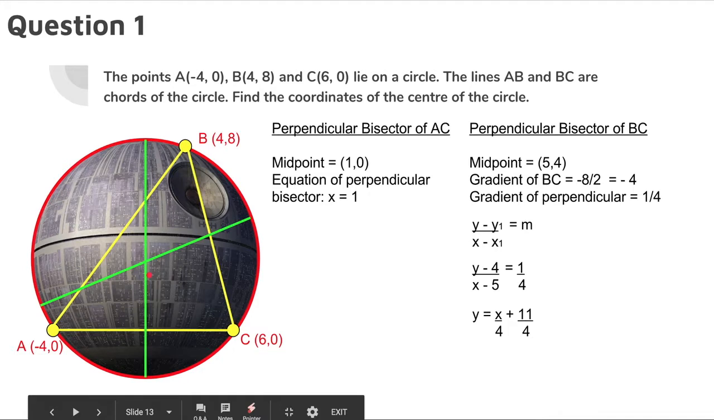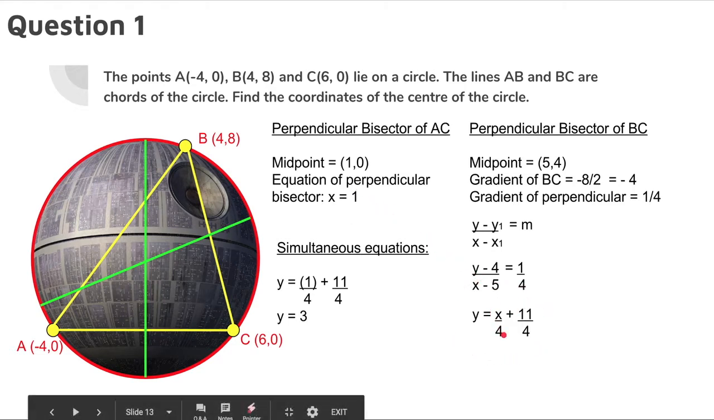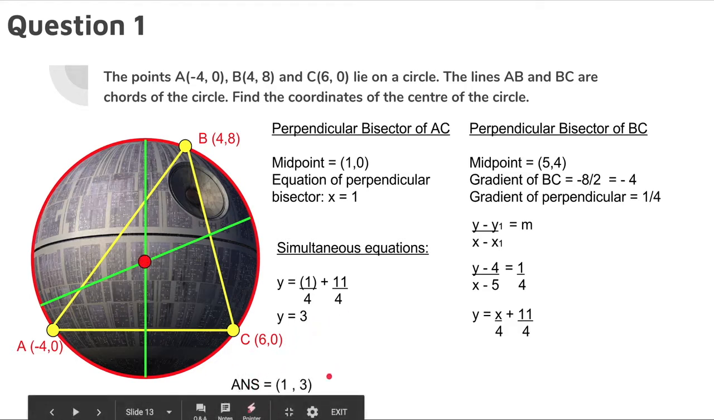Now all you have to do is find where these 2 lines intersect, where they meet, and that is going to be where the center of the circle is. So you do simultaneous equations. Alright, substitute the value of x is equal to 1 into the equation y = x/4 + 11/4. You get y is equal to 3. So, the coordinates of the center of the circle are (1, 3). X is 1 and y is 3. Easy.